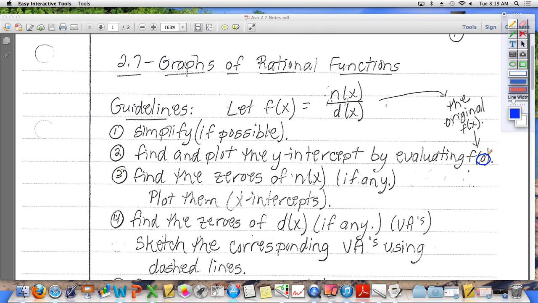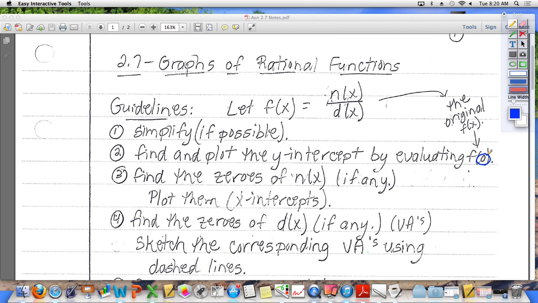The thing that you need to remember, though, is that when you're finding the y-intercepts, you need to plug zeros into the original function. Don't plug them into your simplified function, okay? Go back to your original function, calculate the y-intercept, plot it, and then move forward.